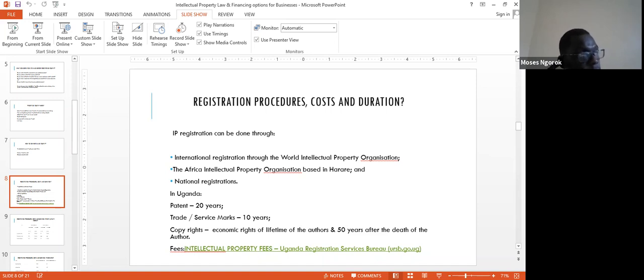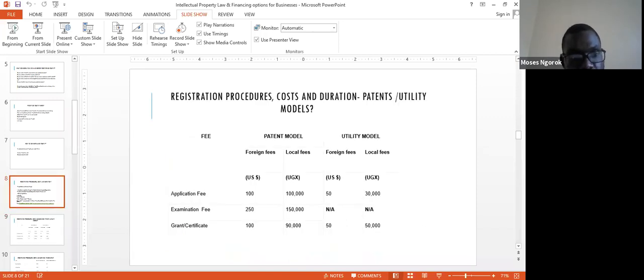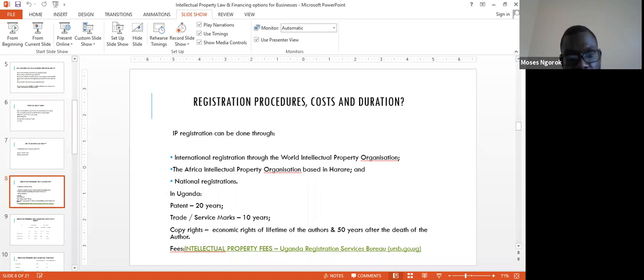The next thing is copyrights. Copyrights last for the lifetime of the author and 50 years after the death of the author. So if you live to 100 years and you created the copyright when you were 50, it will be the 50 years you lived plus 50 years after you die. So you'd enjoy those copyrights until then. Otherwise, after that, the copyrights expire.